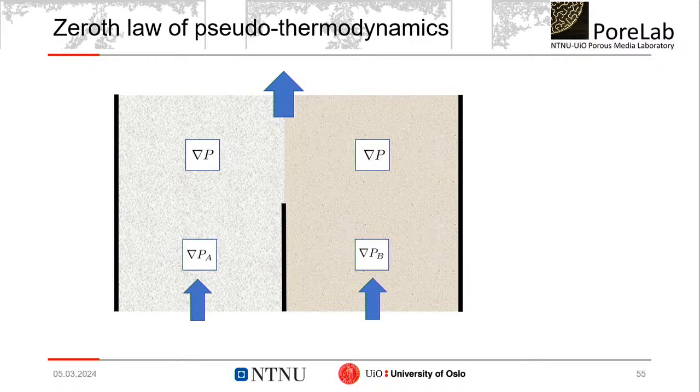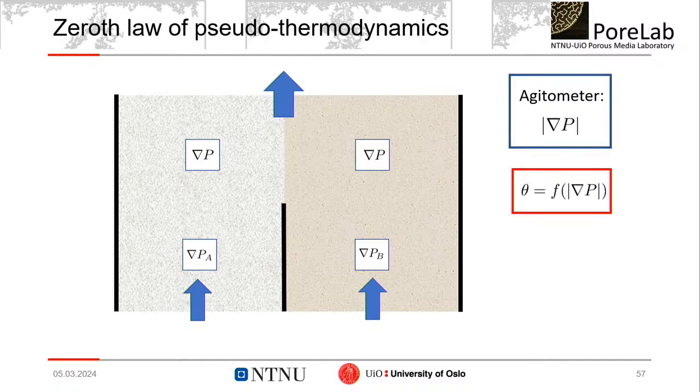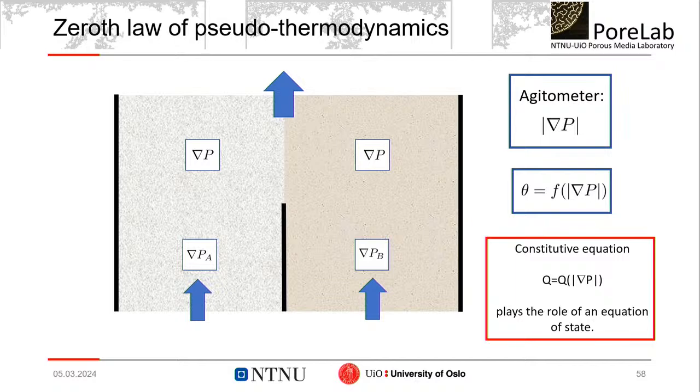But that's exactly what the pressure does. You start with different pressure gradients here and here, but up here you're going to have the same pressure gradient everywhere, otherwise you'll have cross currents. So actually, the pressure gradient acts as an agitometer. It's a difficult word, it's a thermometer, but for agitator. So the agitator is actually a function of the pressure gradient. And the constitutive equation, that's flow rate as a function of pressure gradient, plays the role of an equation of state here.